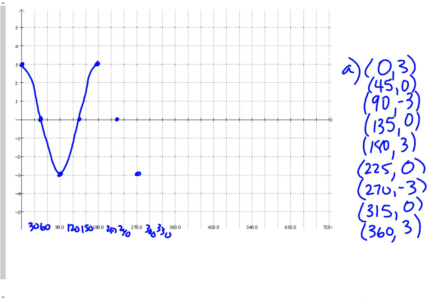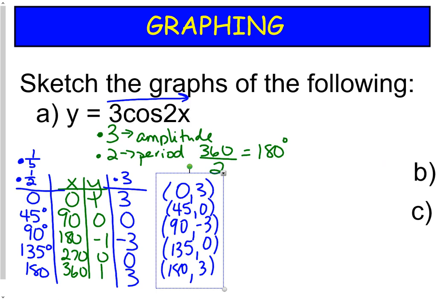315 and 0, and then 360 and 3. So it's actually not hard for us to graph 2 cycles of this within this grid, because I went all the way up to 720. And of course, we could keep going with this too, but I think 2 cycles is probably enough. All right, let's take a look at the next one.